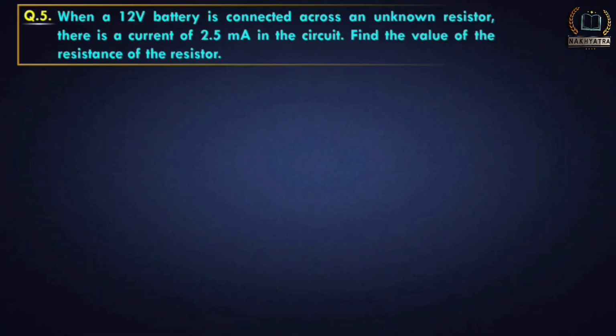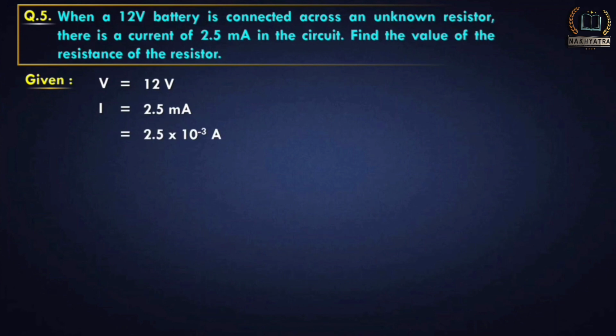Okay. Question number 5. When a 12-volt battery is connected across an unknown resistor, there is a current of 2.5 milliampere in the circuit. Find the value of the resistance of the resistor. So write the given values. The potential difference V is 12 volt. The current is given 2.5 milliampere. Now convert it into ampere. So while converting, we will multiply it with 10 to the power minus 3.